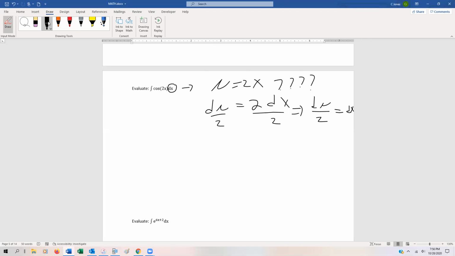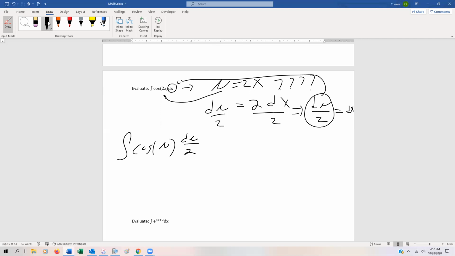That'll work very nicely because now we can substitute du over 2 right in for dx. And then we can just substitute u for 2x. So this is going to become the integral of cos of u. And instead of du, it's going to be du over 2. And we could factor out the 1/2.